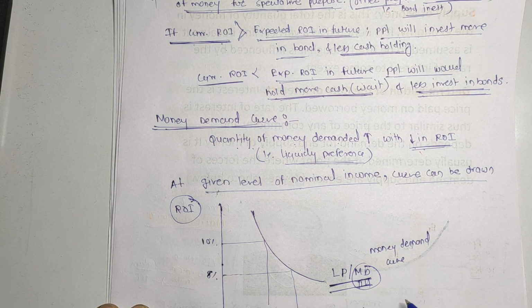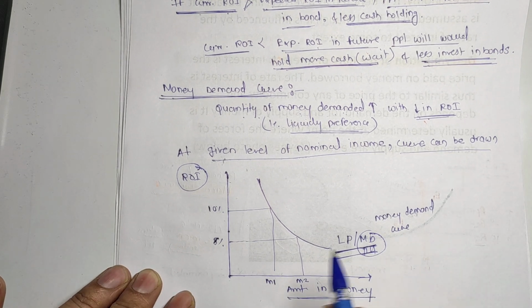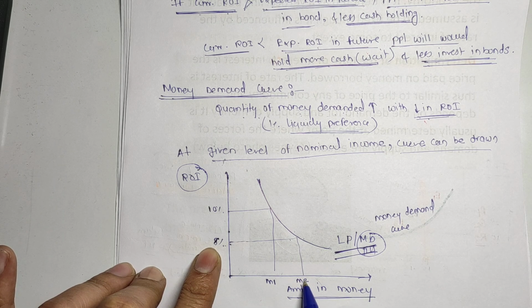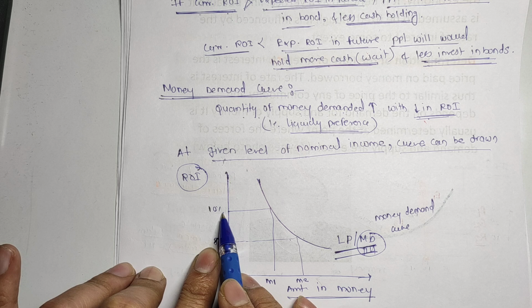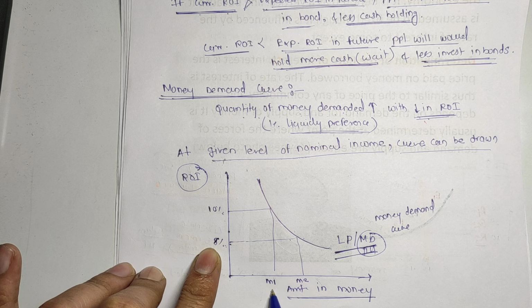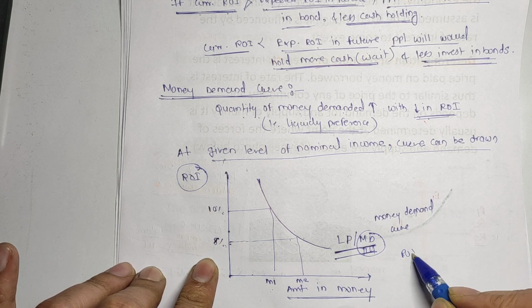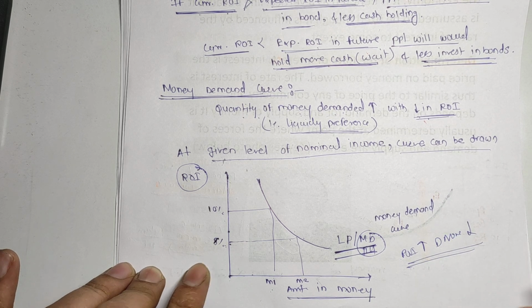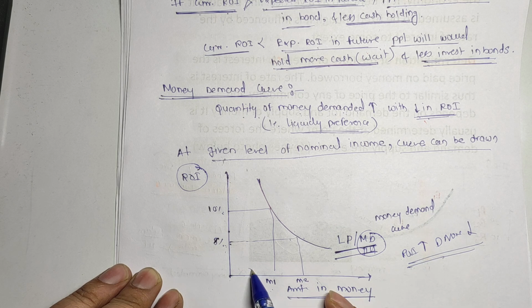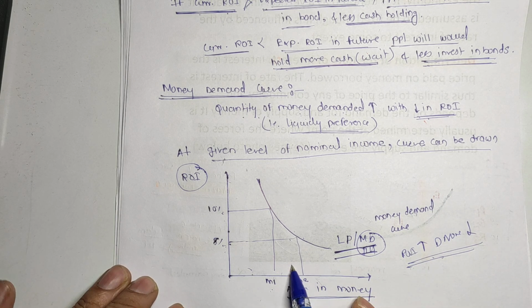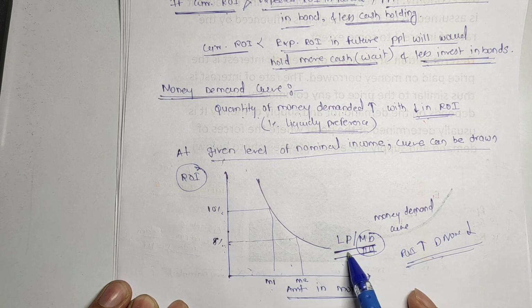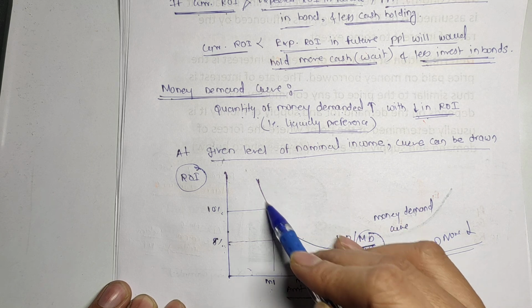See friends, you can see easily in the picture, if the rate of interest is 8%, then the quantity of money demanded is M2, and if you increase the rate of interest to 10%, the quantity demanded will be M1, that means less than M2. That means we can say, if the rate of interest is increased, then demand for money will decrease, right? That means if the rate of interest in the bank is increased, then nobody will come to the bank to demand money, that is, to demand a loan. Okay, I think you have come to know what the liquidity preference curve is, what the money demand curve is.